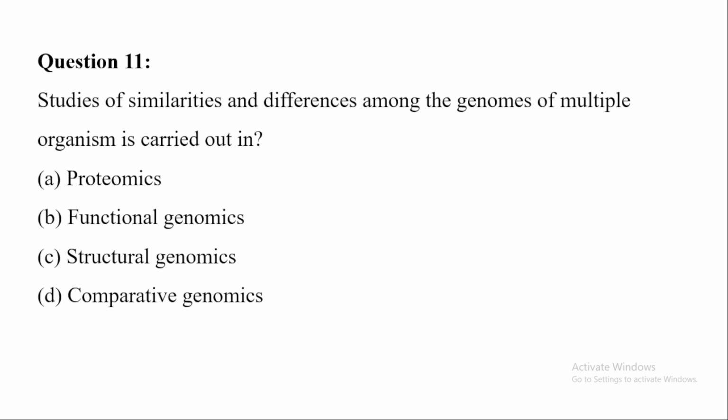Okay. So question number 11: studies of similarities and differences among the genomes of multiple organisms is carried out in. Option A is proteomics, option B is functional genomics, C is structural genomics, and D is comparative genomics. The answer will be comparative genomics, since we are studying different organisms and comparing.